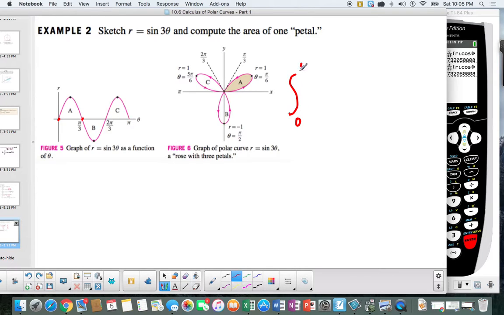So 0 to pi thirds, and it's going to be 1/2, and we're going to take the r, which is sine of 3 theta, quantity squared, and then d theta. And just put it in our calculator to figure out the area of that one rose curve petal.